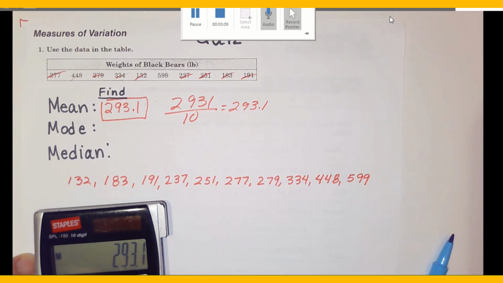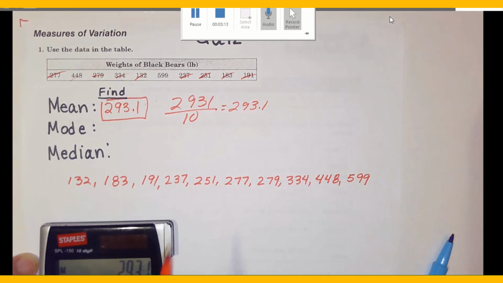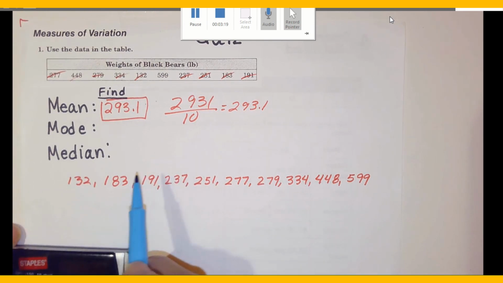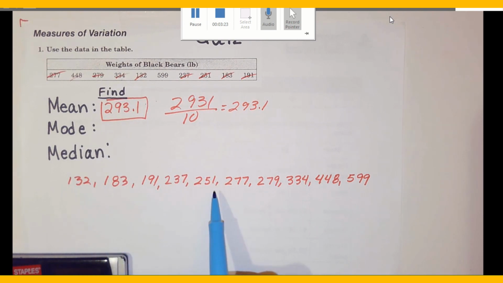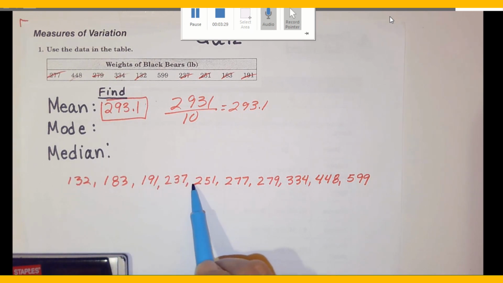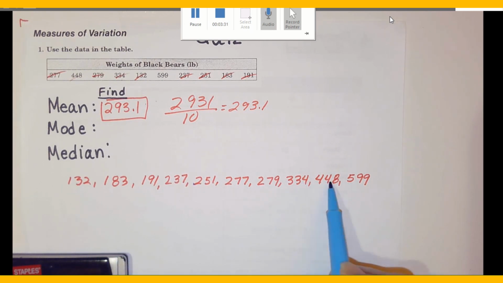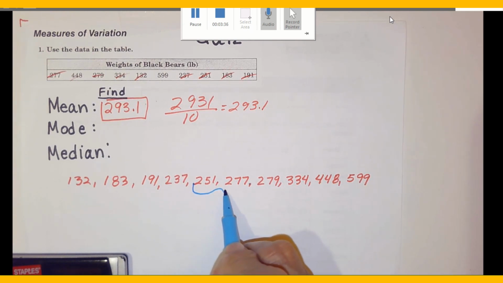Now we're going to find our median. Since we have 10 pieces of data, we know that that's an even amount. Because we don't have an odd number, we need to take the two middle numbers with an equal amount on each side. 1, 2, 3, 4, this one. 1, 2, 3, 4, and this one. So these two right here are considered the middle.